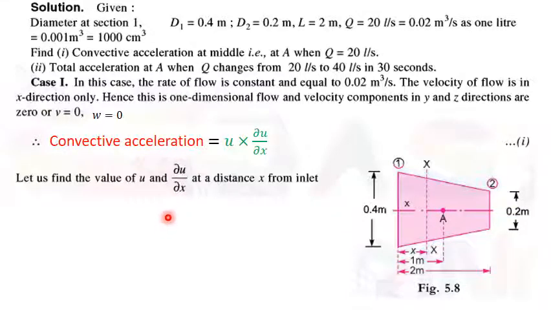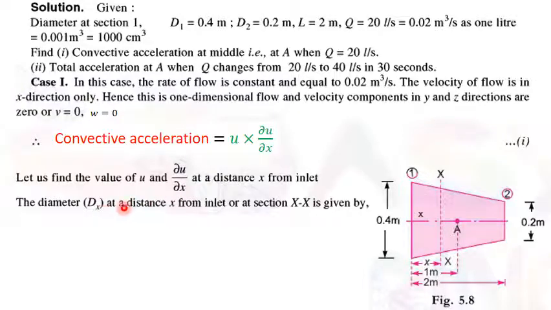So we have to find out the values of u and dou u by dou x at a distance x from the inlet. Here inlet is considered as section 1. So if we find out the value of u and dou u by dou x at a distance x, we can substitute later any value of x to find out the u and dou u by dou x.